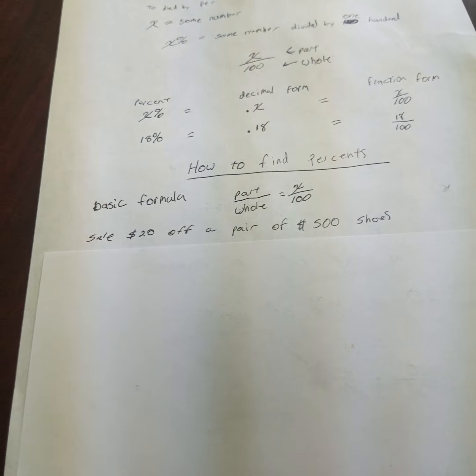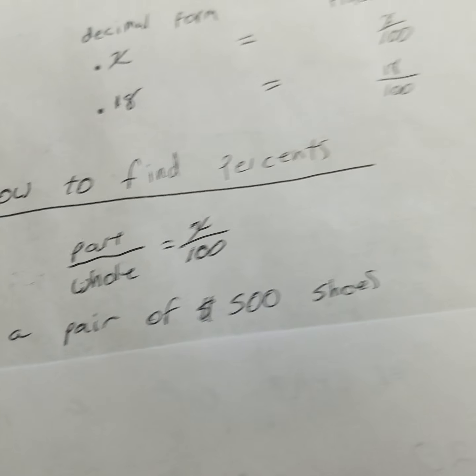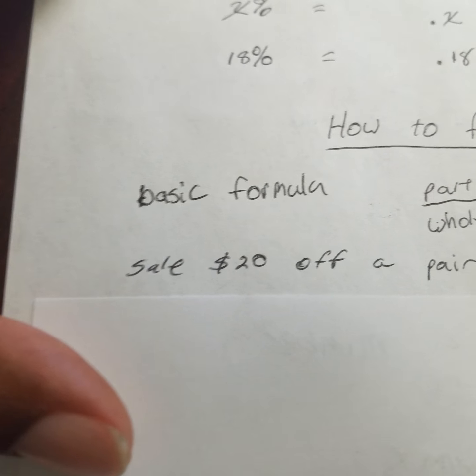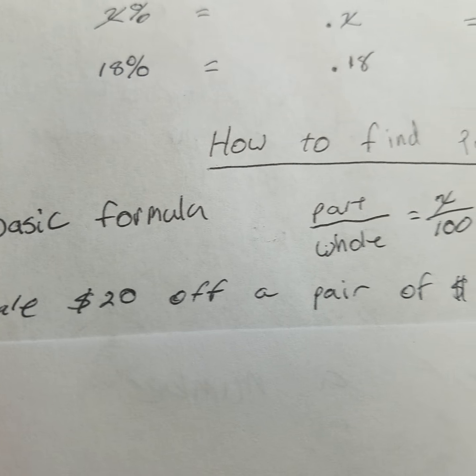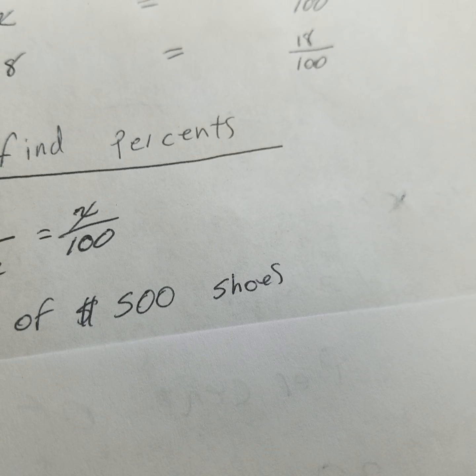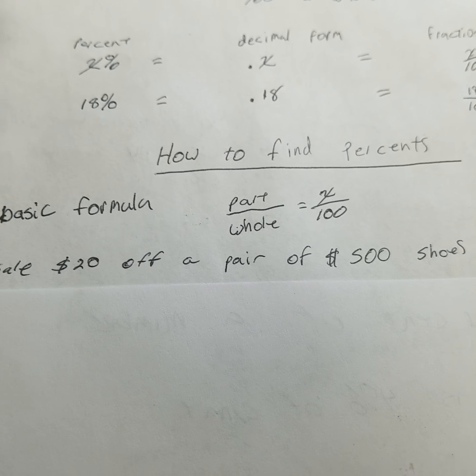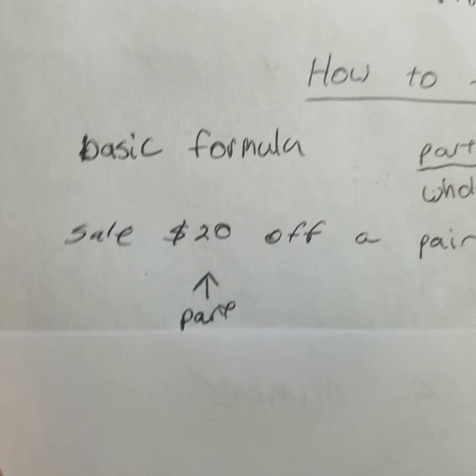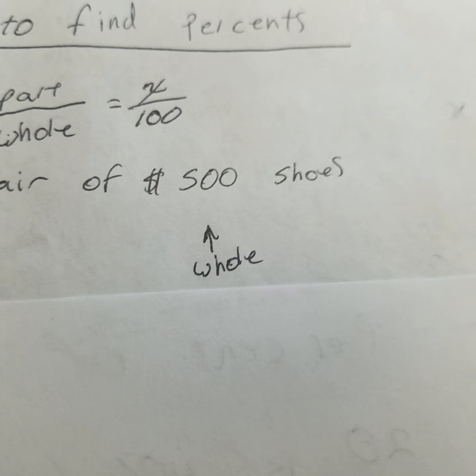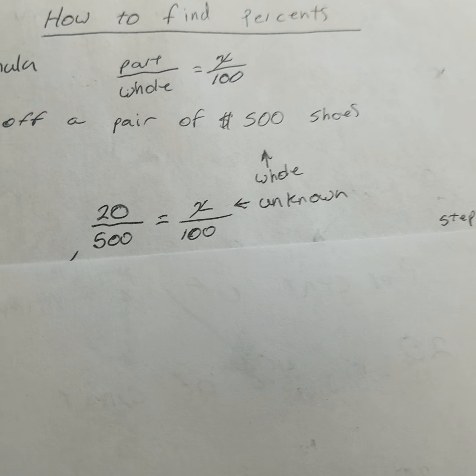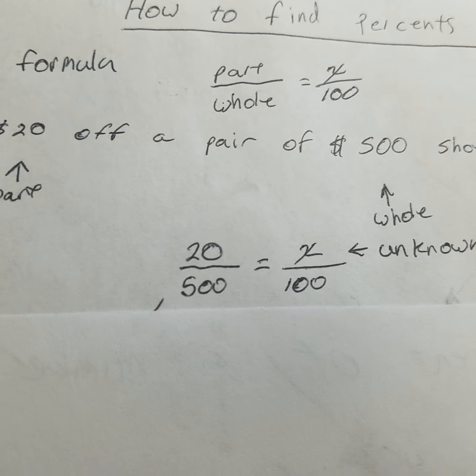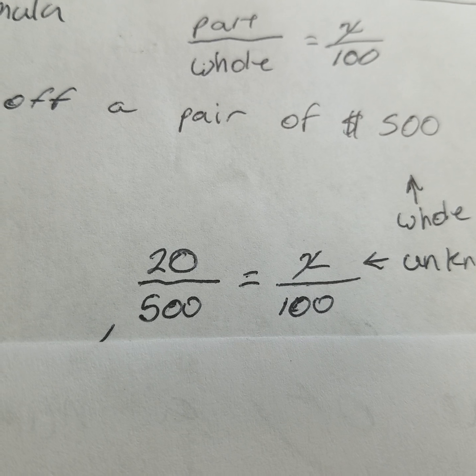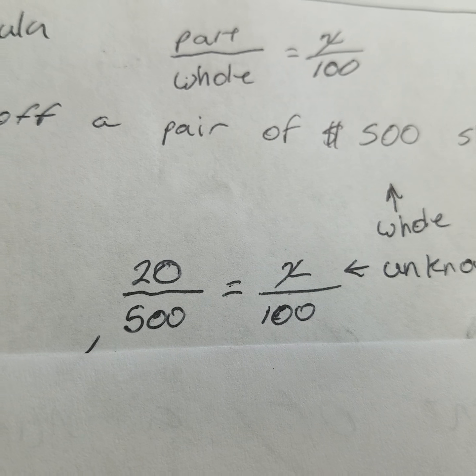So what we're going to do is find what percent discount a pair of shoes is that was on sale for $20 off a pair of shoes that were $500. The part is $20. The whole is the $500. If I spell something wrong, spelling's not my thing. So here's the basic formula. 20 over 500 equals X over 100. X is unknown.